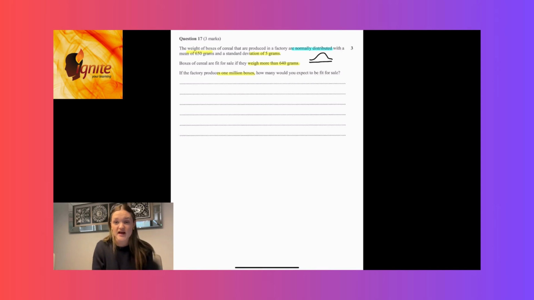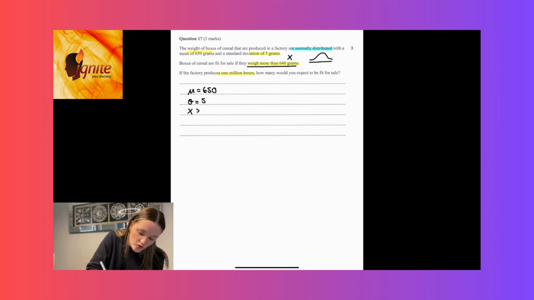It's always good with these kinds of questions to list out the key information that they tell us. So they've told us that they have a mean of 650 grams. We're also told that it has a standard deviation of 5 grams. And we know that we want the boxes of cereal to weigh more than 640 grams. So this is going to be your X amount here, or your desired amount. So our desired amount, we want to be greater than or equal to 640 grams.